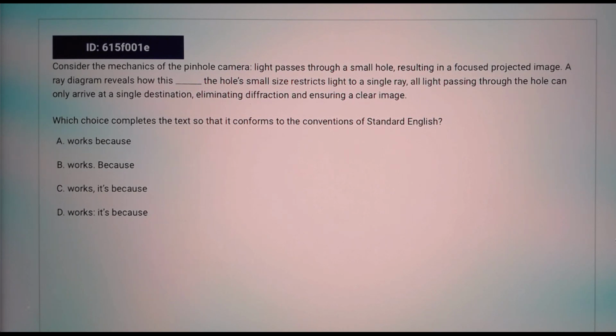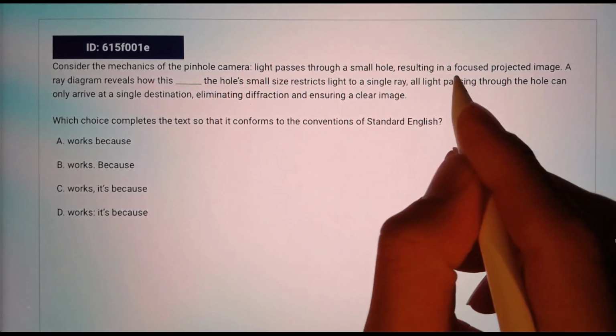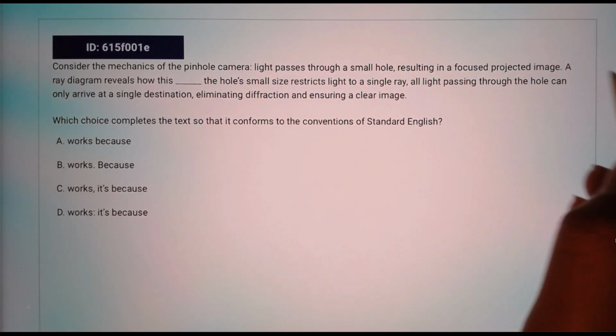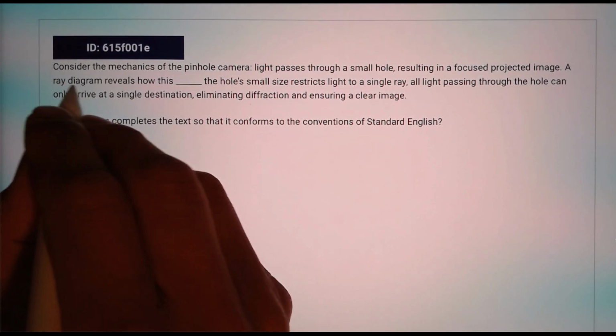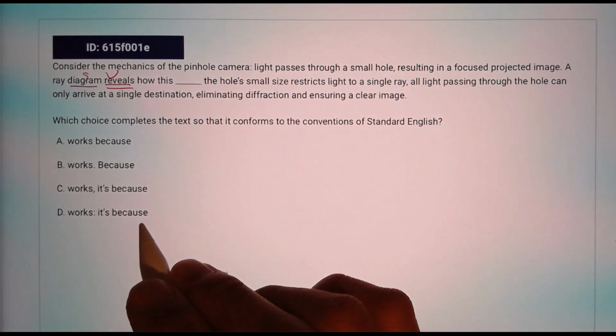Consider the mechanics of the pinhole camera. Light passes through a small hole, resulting in a focused projected image. A ray diagram reveals how this works.